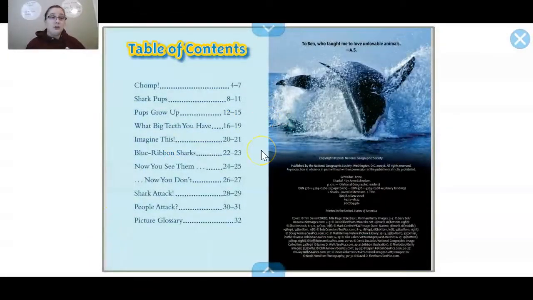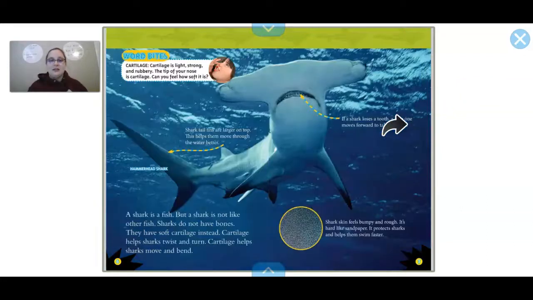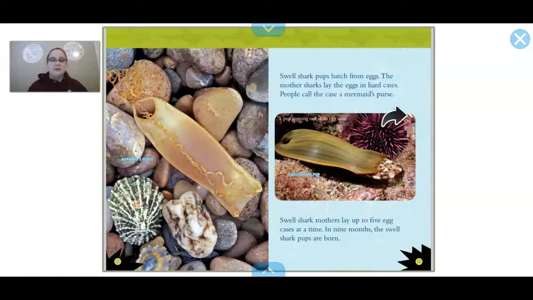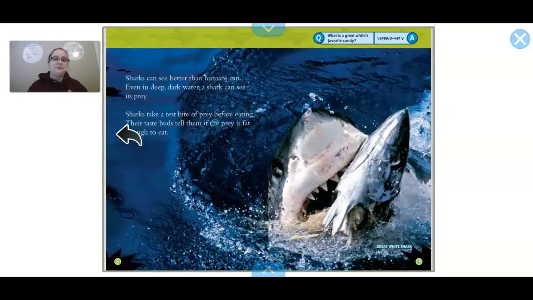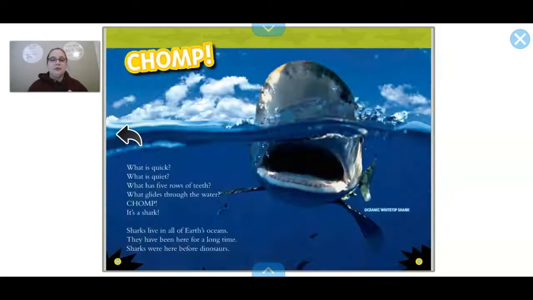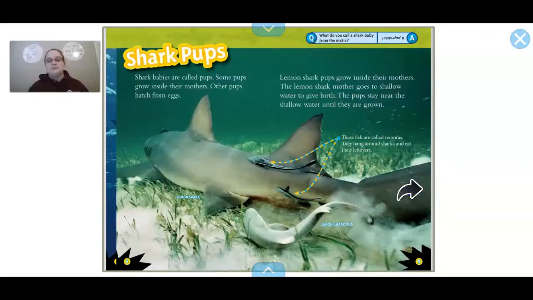So here we have our shark book that we've looked at before. And you can see that several pages have headings. So if we go back to this first heading, it says chomp. And this heading is like an introductory heading. So this is just an introduction for the topic that the author is talking about. So it's an introduction of sharks. So it's just telling us that they're going to be talking about sharks.